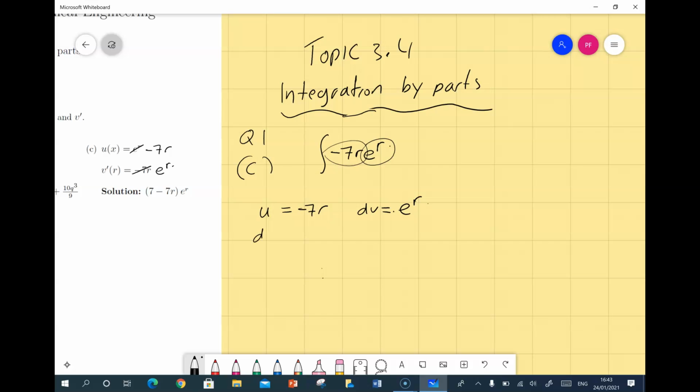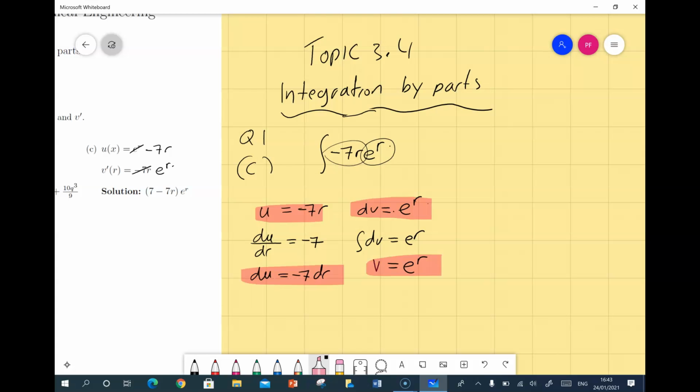So once again, I differentiate. du dr equals minus 7. The integral of dv equals e to the power of r. So the integral of dv is v, so v is equal to e to the power of r. And over here, du is equal to minus 7 dr. So my important pieces here are u, du, dv, and v.